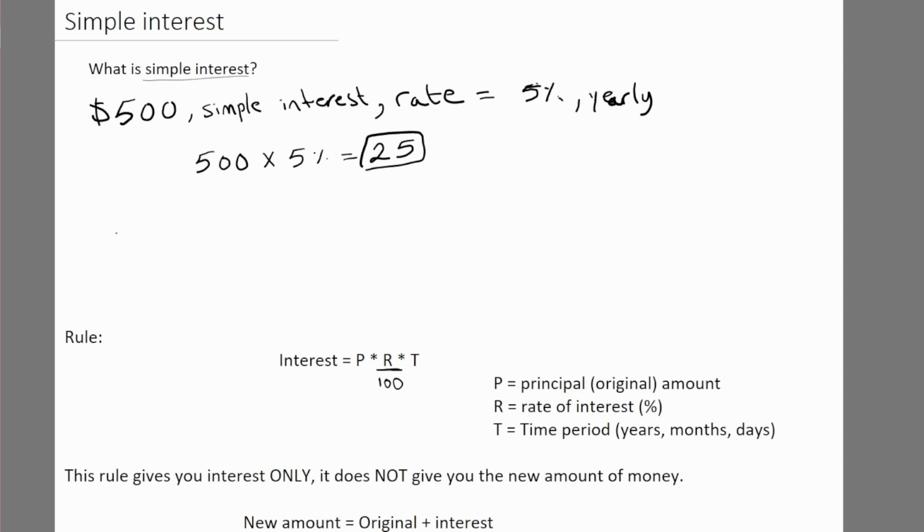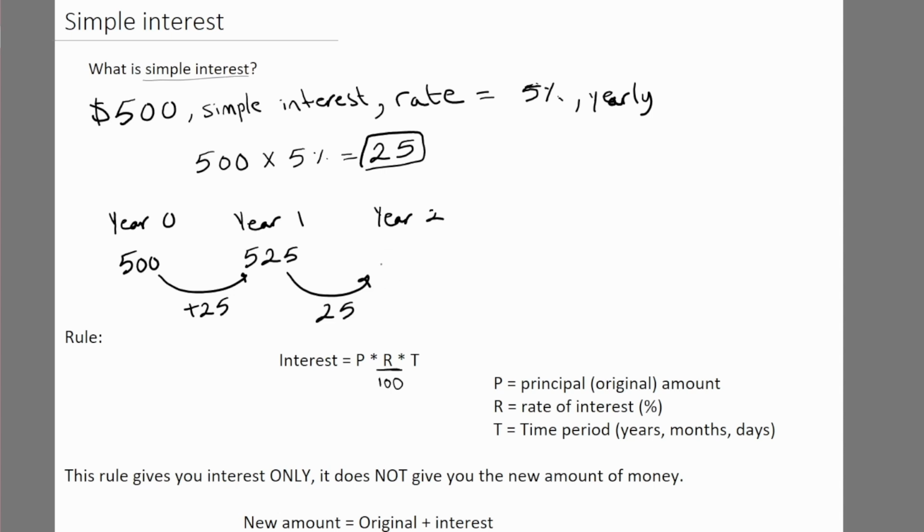So in year 0, this is when you first put in your money, you have $500. In year 1, so after 1 year has passed, you will gain $25. So now you have 525. In year 2, you will again gain another 25. So you will have $550. And so on. So every year you're going to gain $25, and this gaining in money is always constant, always stays the same.